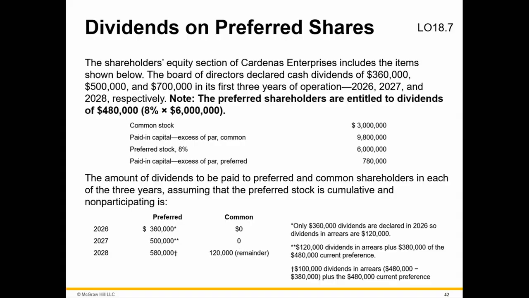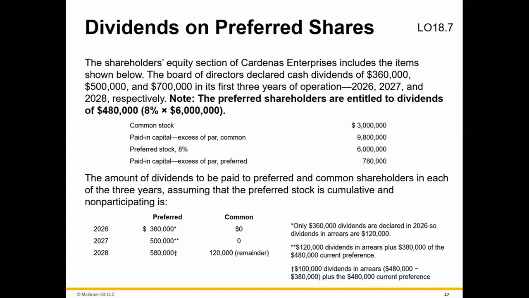So the shareholders equity section of Cardenas Enterprises includes the items shown below. The board of directors declared cash dividends of $360,000, $500,000, and $700,000 in its first 3 years of operation, 2026, 2027, and 2028. A little note here, the preferred shareholders are entitled to dividends of $480,000. So you can see it says preferred stock 8%, that's the dividend rate. So 8% of the $6 million in preferred stock is the amount of the dividend of $480,000.